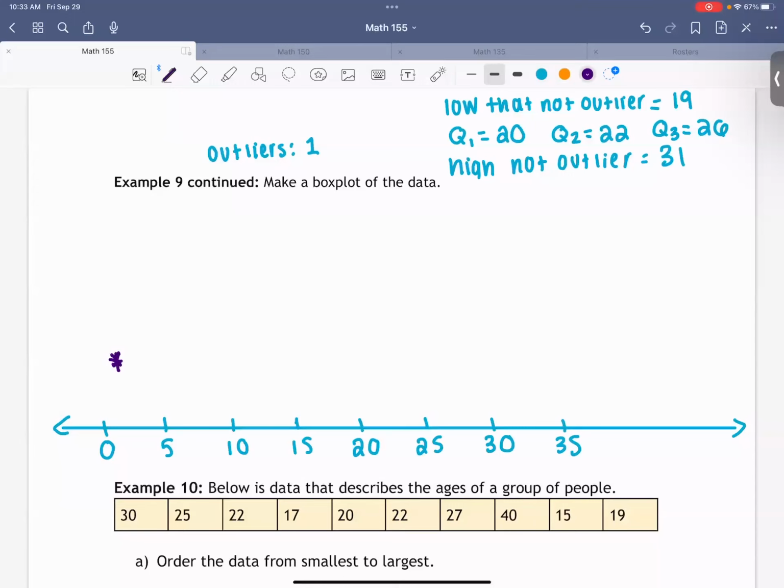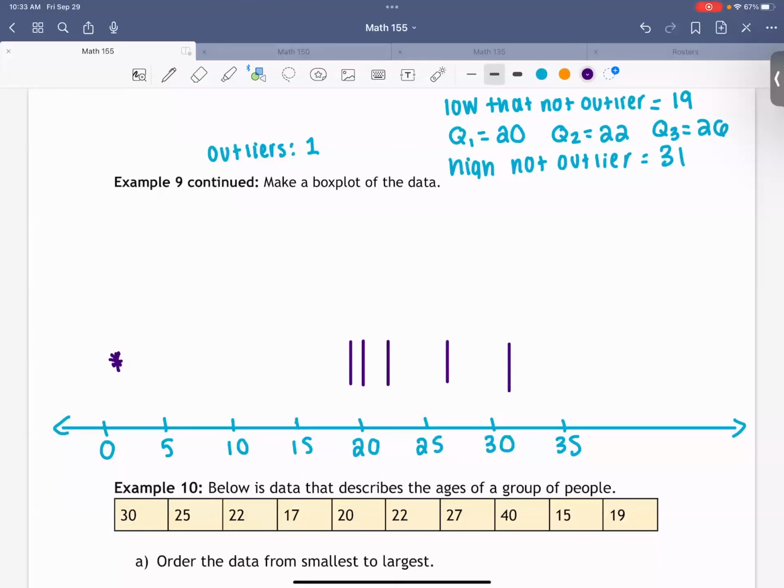The next thing I'm going to do is take all my important numbers that I wrote in my chart and make vertical lines to represent where they go. So I'm going to make a vertical line around 19. I'm going to make a vertical line around 20. I'm going to make a vertical line around 22, 26, and 31. Okay. So these vertical lines are going to be like the endpoints or parts of my box in my box and whiskers plot.